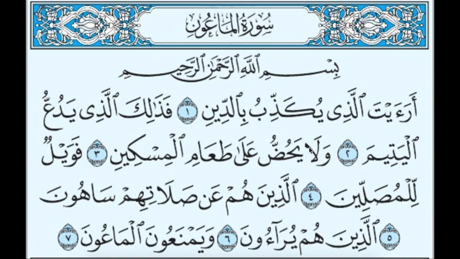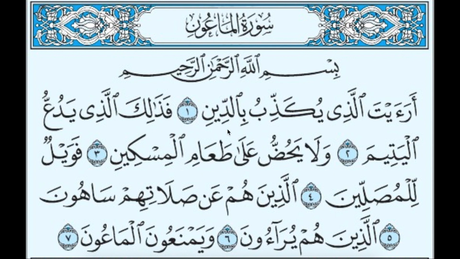وَلَا يَحُضُّ. This is the way it's written right here, so you don't get tricked or confused. Ya, and ha. These two dots are attributed to this right here. So that's ya, and then this is ha. Yahuddu. ولا يحض. He doesn't encourage or he doesn't give. على طعام المسكين. على, upon.